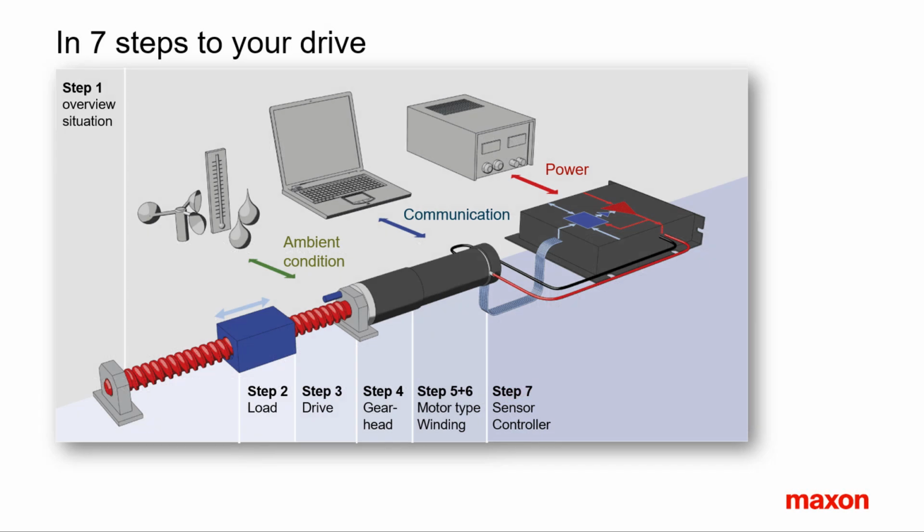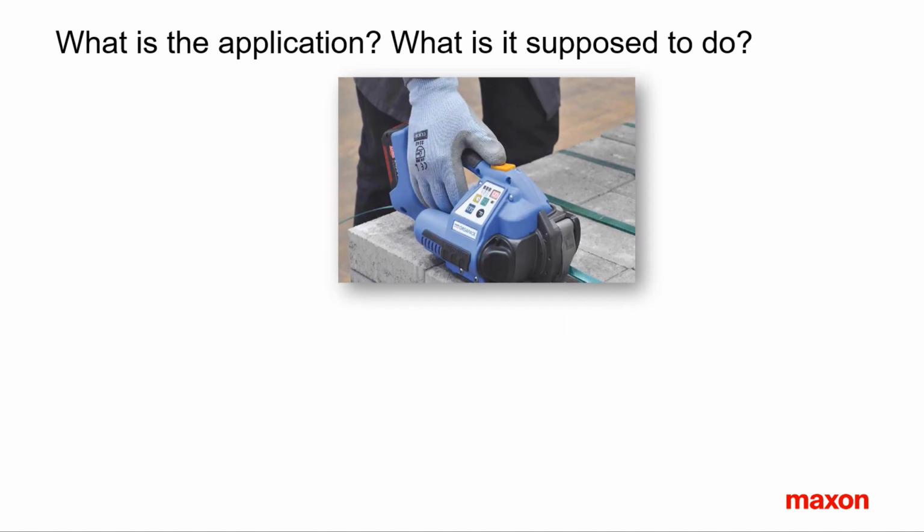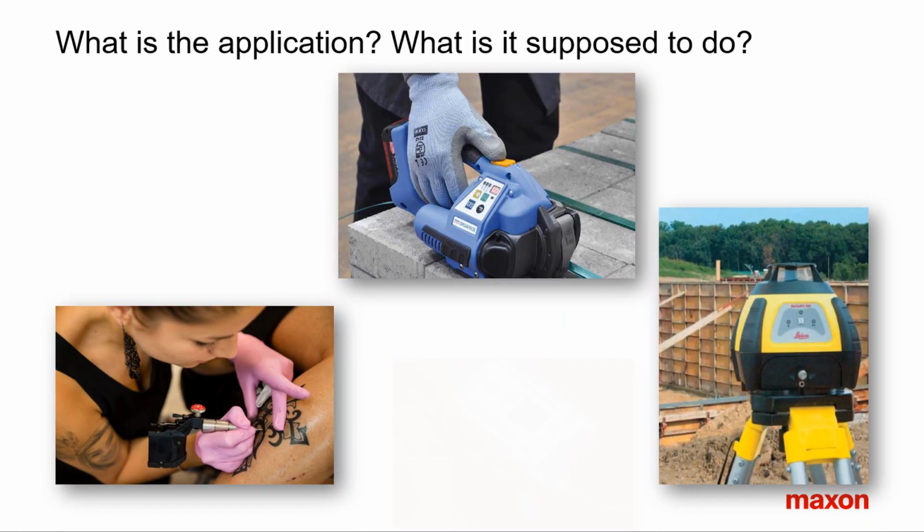The selection can be divided into 7 steps that usually have to be performed in the given order. As mentioned before, there are separate video tutorials for steps 2 to 7. This tutorial covers step 1, the situation analysis, where we review the drive as a whole together with its environment. The goal is to gain a good understanding of the requirements of the application at hand. These 2 questions are the basis of all further analysis.